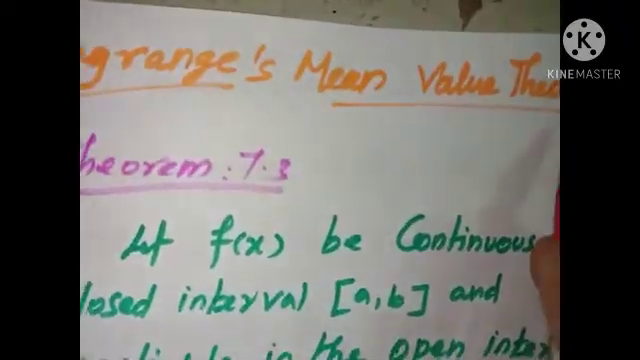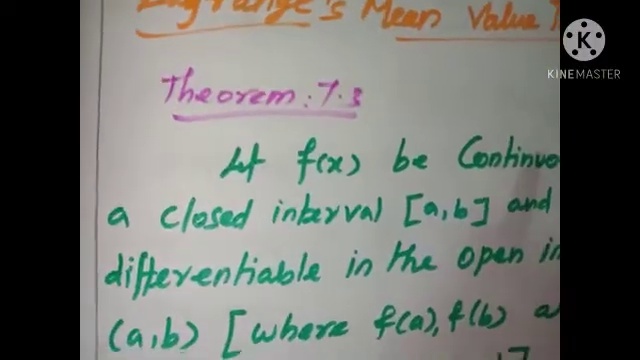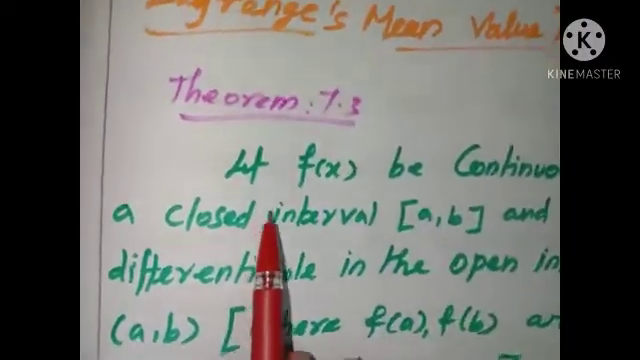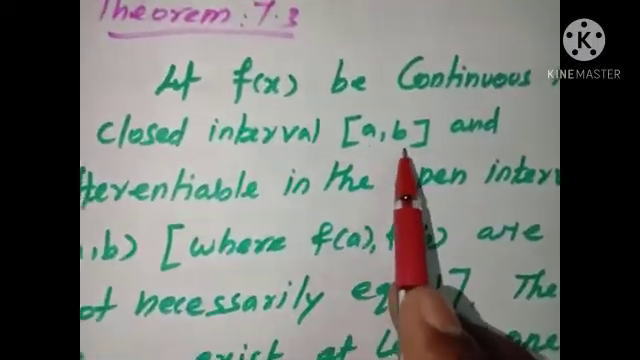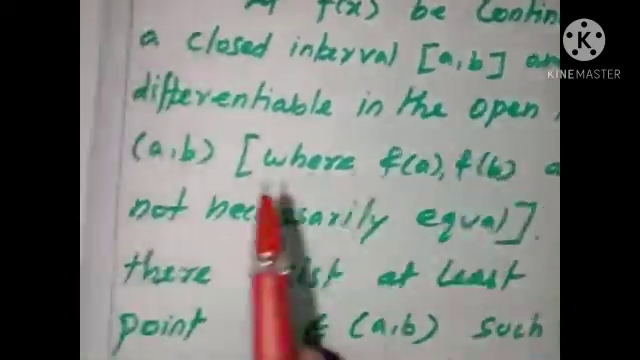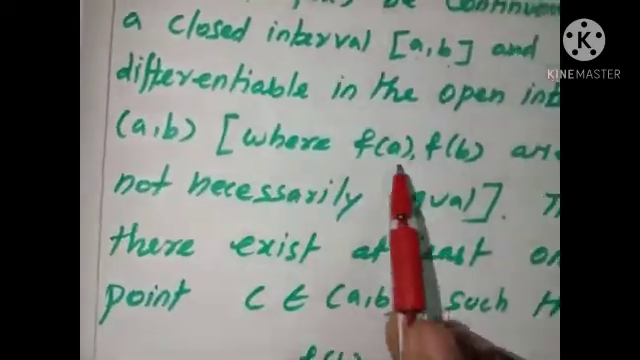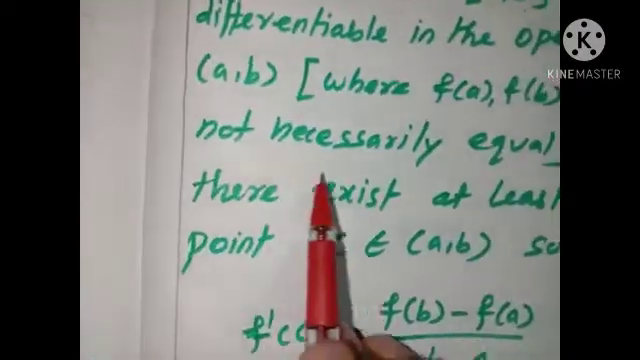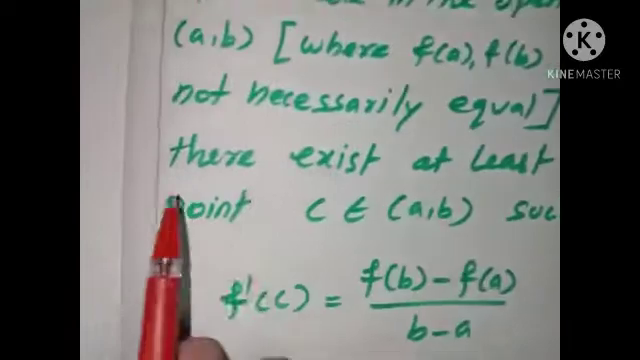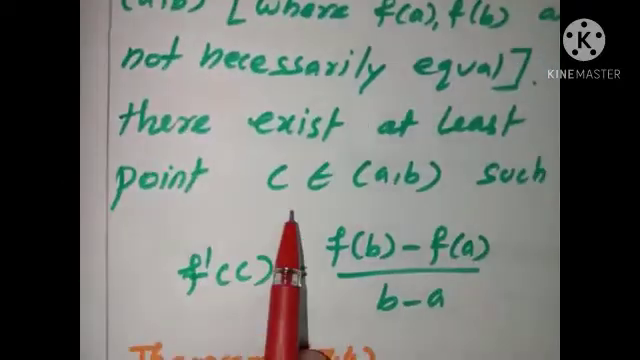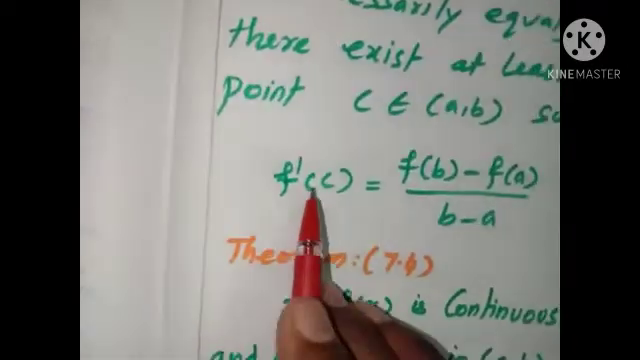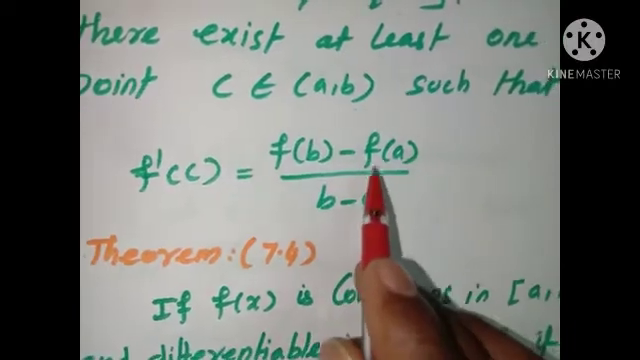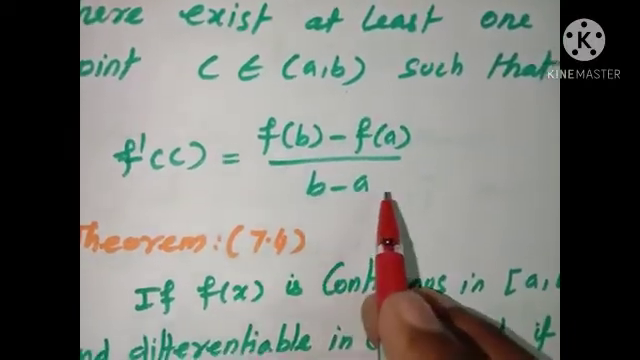Okay, so now Lagrange's mean value theorem. Theorem 7.3. Let f(x) be continuous in a closed interval [a, b] and differentiable in the open interval (a, b), where f(a) and f(b) are not necessarily equal. Then there exists at least one point c belonging to (a, b) such that f'(c) = (f(b) - f(a)) / (b - a).